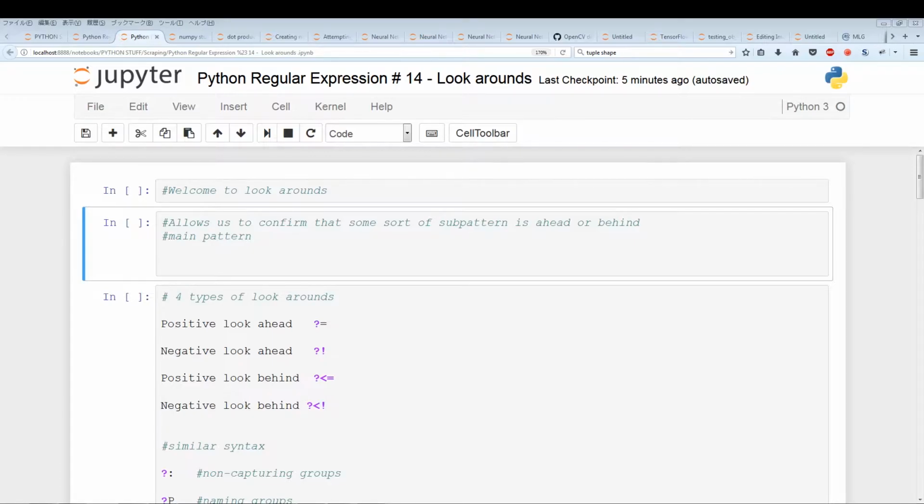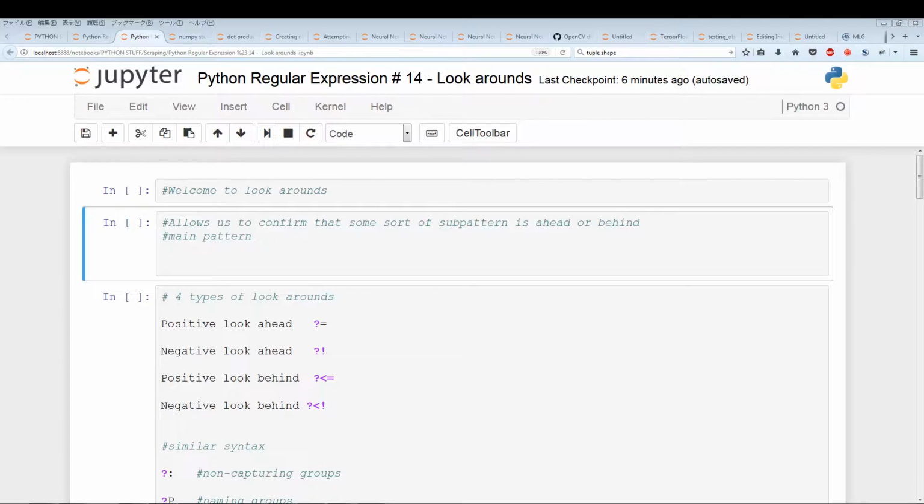What lookarounds allow us to do is confirm some sort of sub-pattern or mini-pattern that is ahead or behind our main pattern. You might be thinking this seems very similar to non-capturing groups, which also work in a similar way, but there are some very key differences, and hopefully I'll be able to showcase them very clearly. So lookarounds allow us to find a sub-pattern either ahead or behind our main pattern.